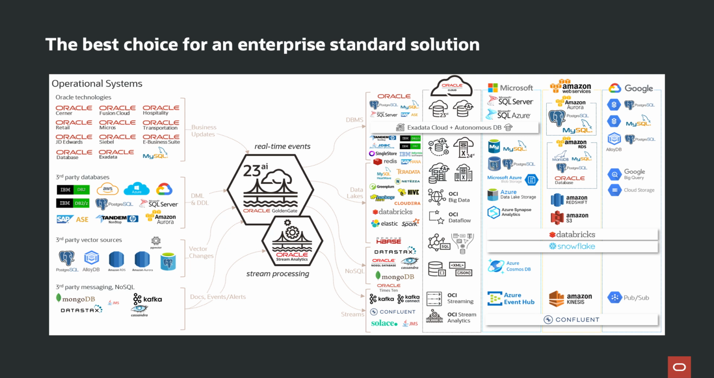And then we can also support third-party vector sources in GoldenGate now as well. And we can even support different third-party messaging systems or NoSQL platforms as a source. This includes MongoDB as part of GoldenGate 23ai, and things like DataStax, Kafka, and Cassandra can all be captured from. Everything on the right-hand side is going to be a target.